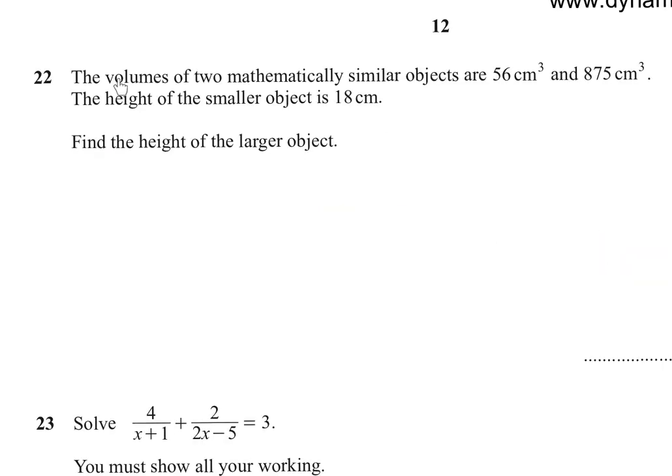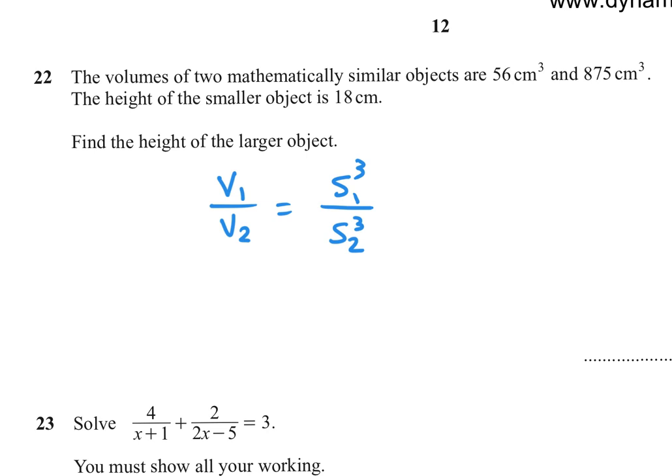22. The volumes of the two mathematically similar objects are 56 centimeters cubed and 875 centimeters cubed. The height of the smaller object is 18. Find the height of the larger object. Because they are similar, the ratio between their volumes, V1 over V2, equals side 1 to the power 3 over side 2 to the power 3, the cube of the ratio between their sides.